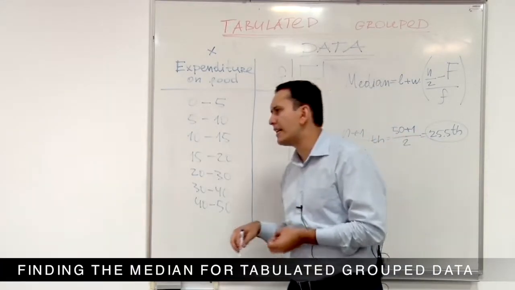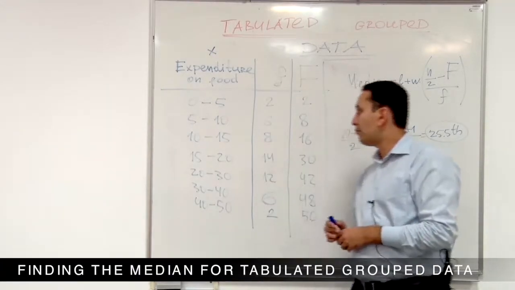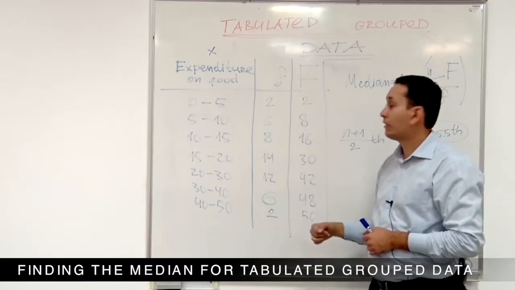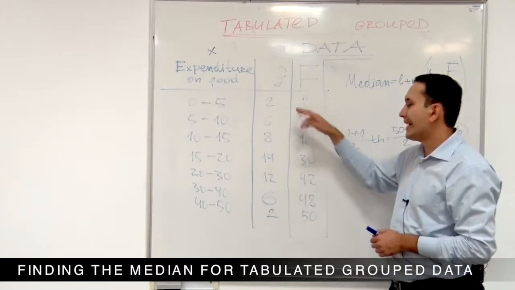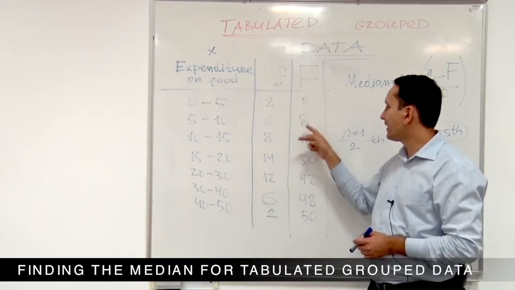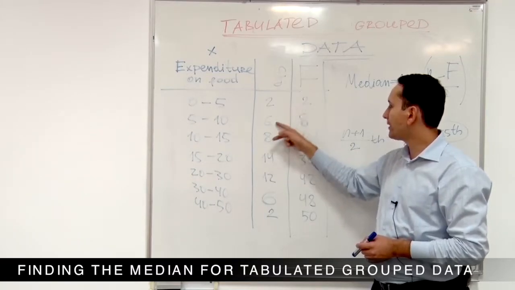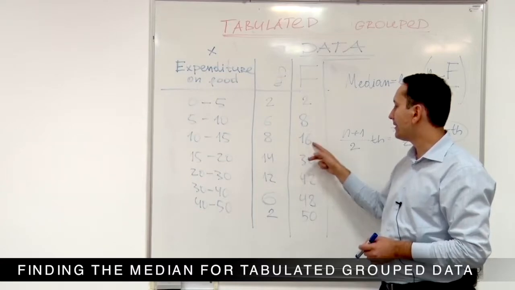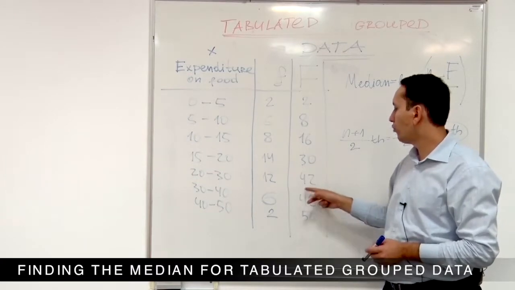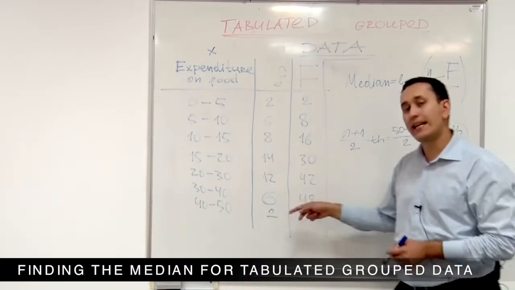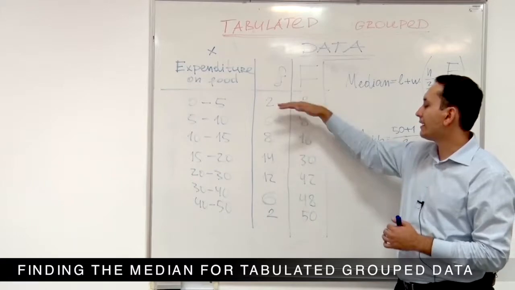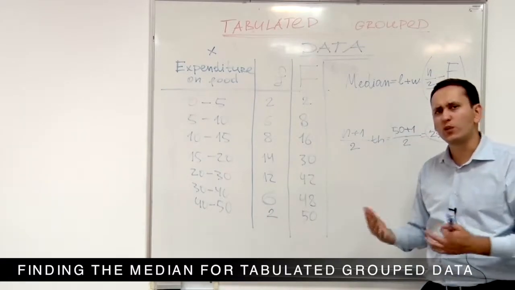Now let me write down the frequency for each of these. Now that we have the table of expenditure on food and its frequencies, we also calculated the cumulative frequency by adding up the previous frequencies. For 2, we just write 2. For the next one, we add 6: 2 plus 6 is 8. 8 plus 8 is 16. 16 plus 14 is 30. 30 plus 12 is 42. 42 plus 6 is 48. And 48 plus 2 is 50. So it's basically accumulating the previous data and giving us a cumulative frequency column.